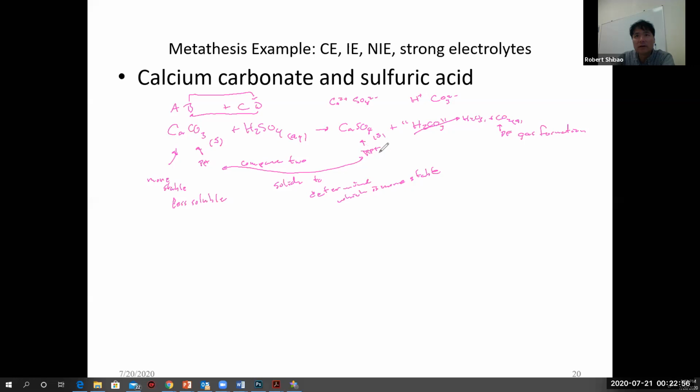And therefore, this is not a driving force. We only have one driving force, so it's a gas formation, or two driving forces. The second driving force could be thought of this way. The second driving force is sulfuric acid is one of the strong acids. Carbonic acid is a weak acid. And so what we're doing is we're going from a stronger acid to weaker acid. This is a driving force. So stronger acid to weaker acid, sulfuric to carbonic, or gas formation.